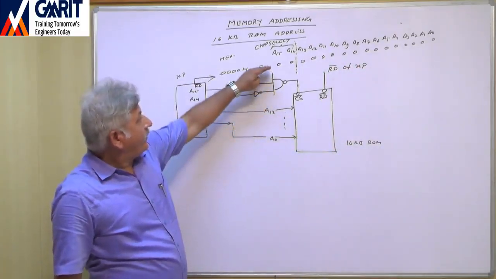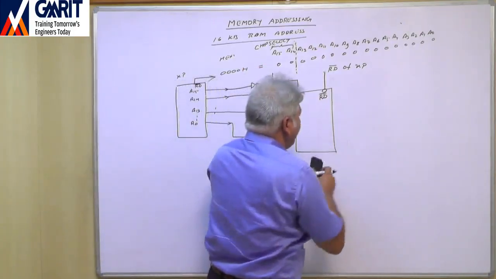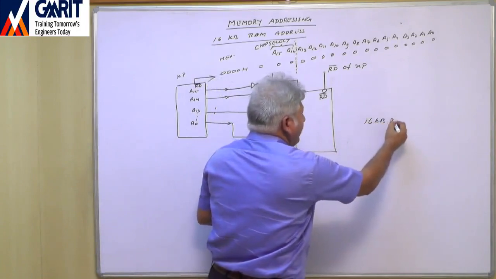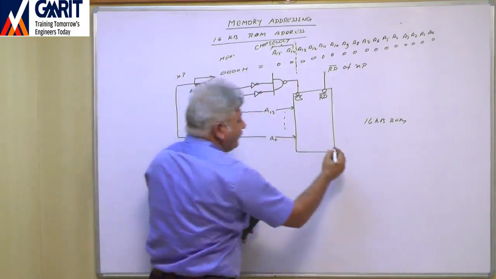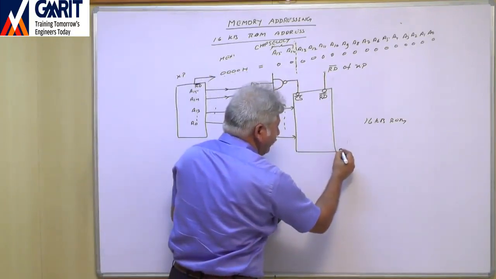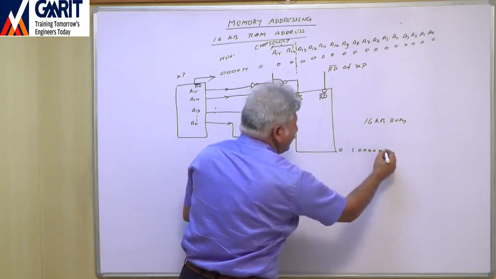So now, what will be the starting address of this memory? 16 KB ROM. So the starting address is 0000H. In hexadecimal we will write. So this location, location number 0, will have the address 0000H, right?